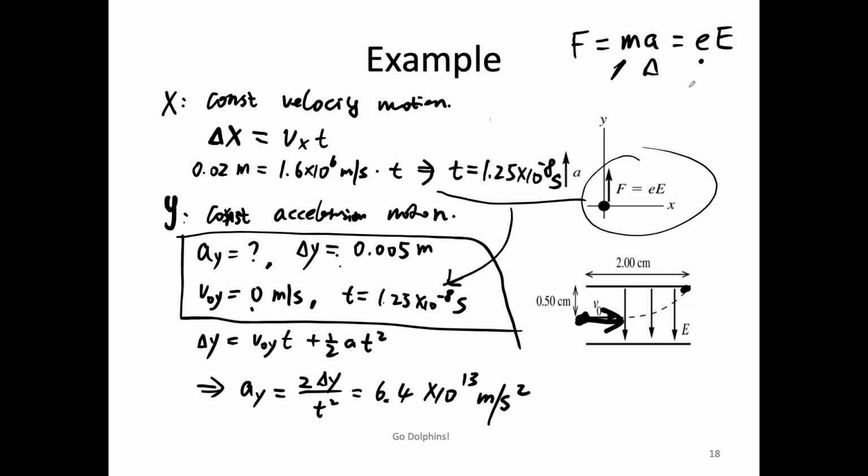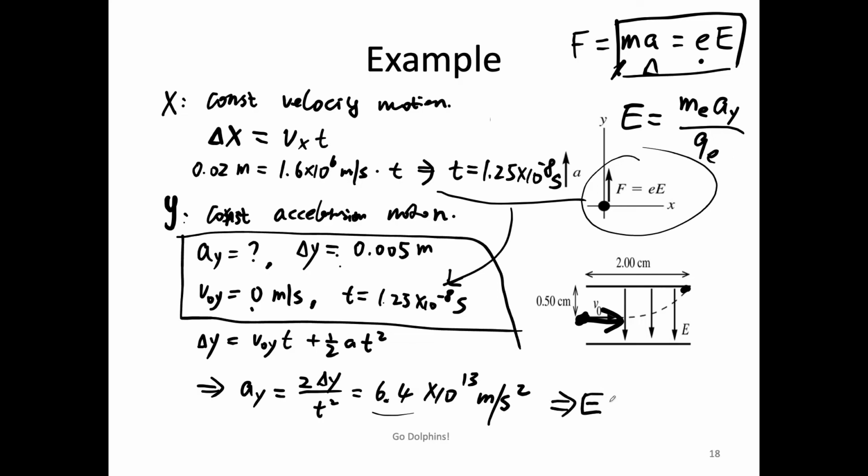So now I'm ready to calculate what's my E, right? From here, E is going to be mass of electron times ay, which I just solved, divided by charge of electron, which is 1.6 times 10 to the negative 19. Plug in all the numbers, you find your E is 364 Newton per Coulomb.